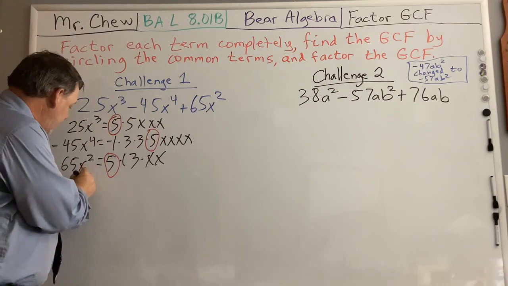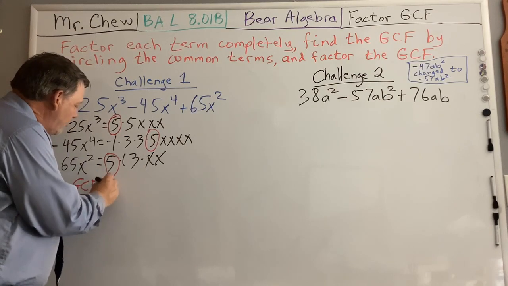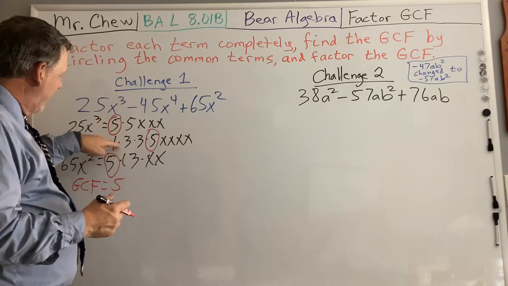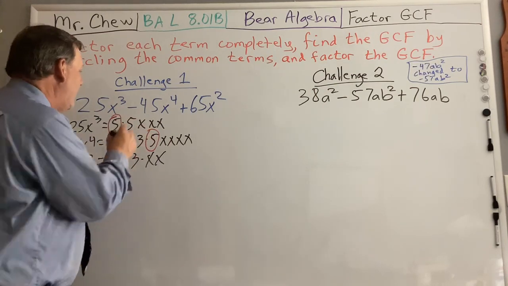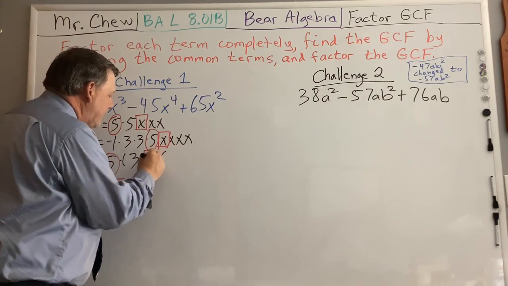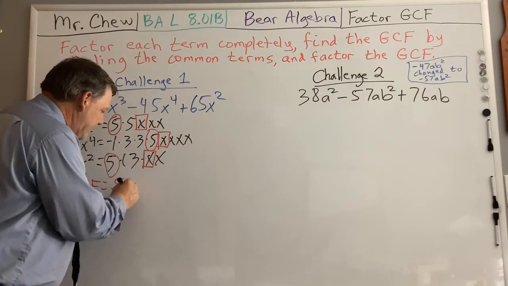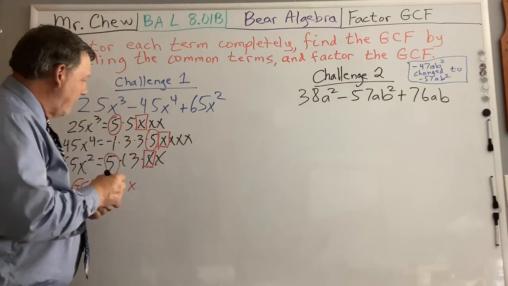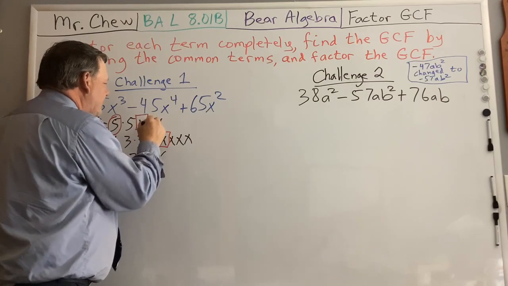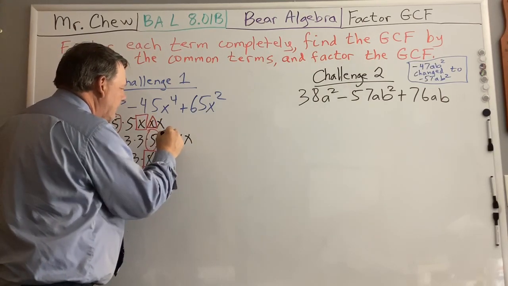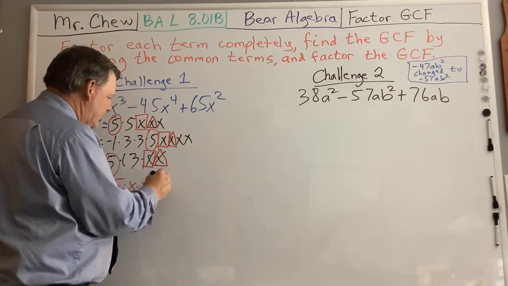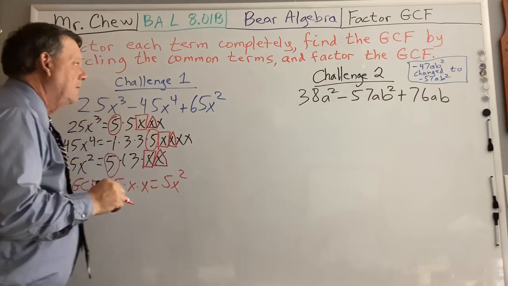So I know that my GCF is going to be 5, maybe, times something. Well, I don't have another 5 here. X. There you go. So I'm just going to put a box around it so that it doesn't get confusing. So that's times x. Is there anything else in common? There sure is. And I'm going to put a little triangle around these. So it ends up being 5x squared.